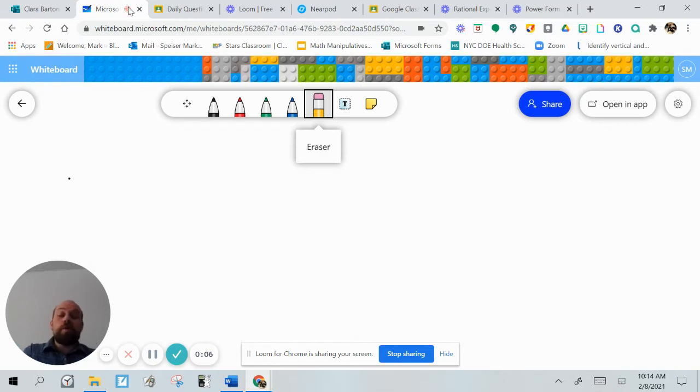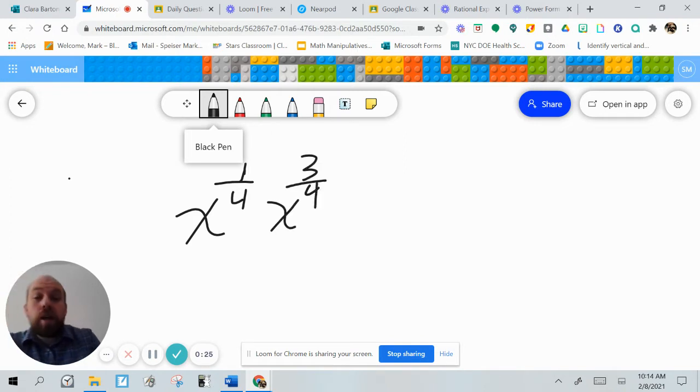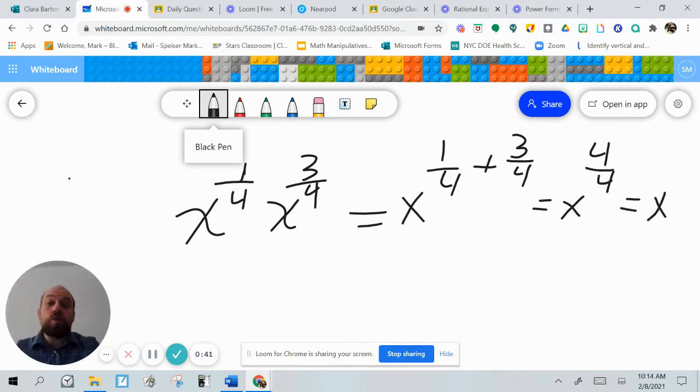This is a quick video to review how to work with fractions. The reason I'm doing this is because, let's say you had x to the 1/4 power times x to the 3/4 power, and you wanted to multiply. Remember, when you multiply, you add the exponents. So x to the 1/4 plus 3/4, you get 4/4, and then you simplify. You get x. So you do numerator plus numerator, and you keep the denominators the same.